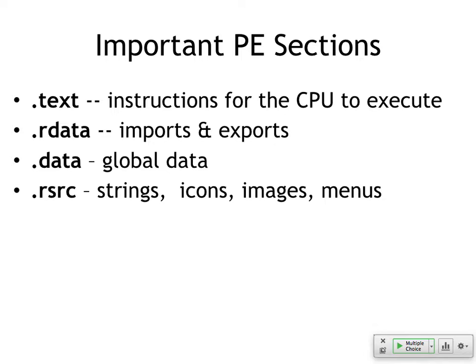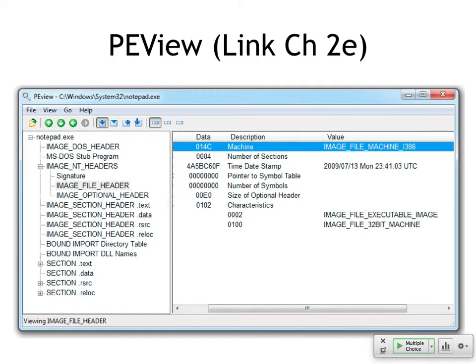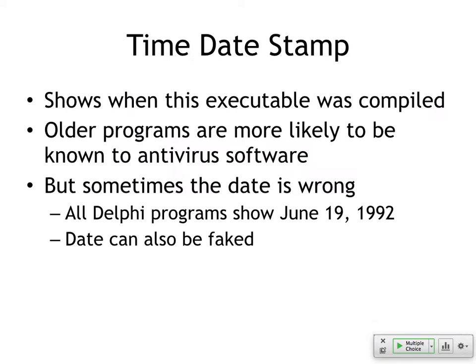Our data is imports and exports. Data is global data. And resource is extra data you use, like strings to put in help messages and icons. Here's PE View, one tool that makes it easy to see what's inside here. It lets you see the header and navigate through it, and you'll use it in the projects.